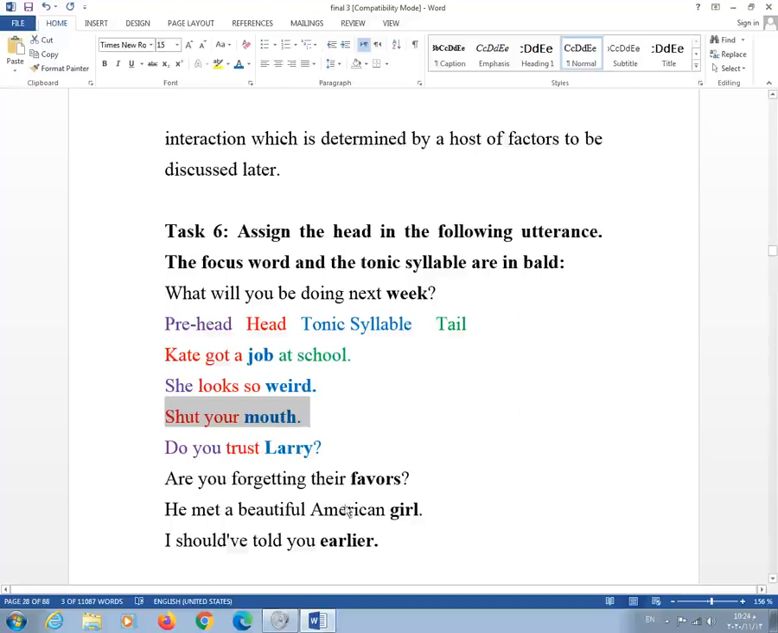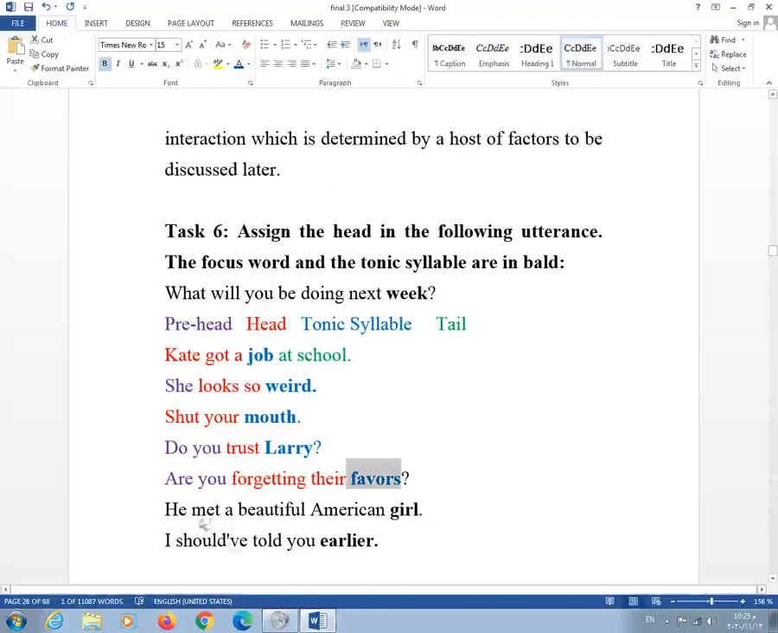Are you forgetting your favors? Are you: purple, pre-head. And then forgetting their, this is the head, an important word, and favors is blue. Is it the same degree? No. Different degree. Are you forgetting their favors? Rising intonation. Yes, no question.